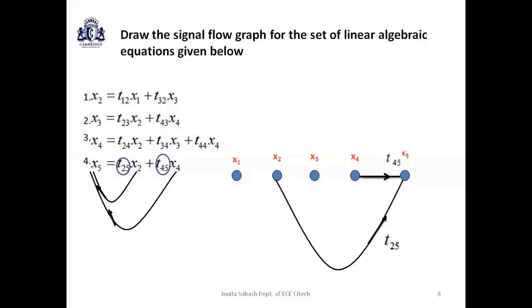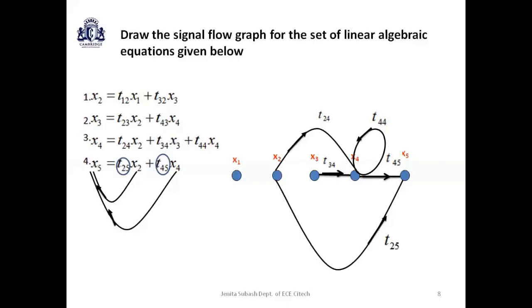Moving on to the third equation, with respect to node x4, we have 3 branches moving towards x4. That is from node x2, from node x3 as well as from node x4. So from node x2, we have a branch gain of t24 which is moving towards x4. And then from node x3, we have a branch gain of t34 which is reaching x4. And finally, from node x4 with a branch gain of t44, it is again moving towards the same node. We call this loop a self loop.